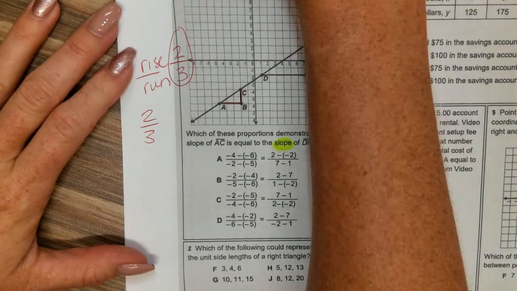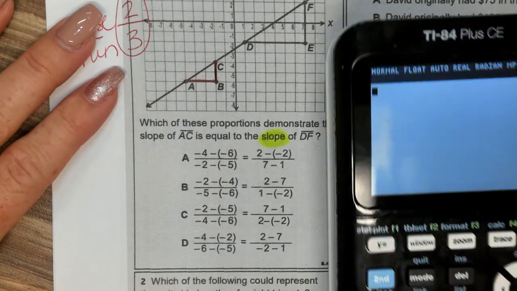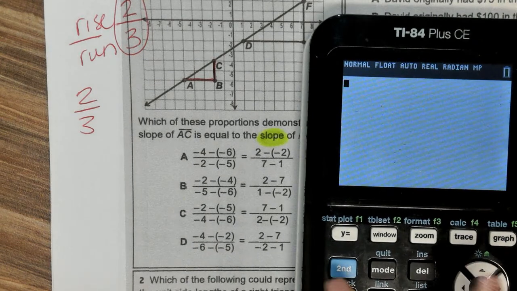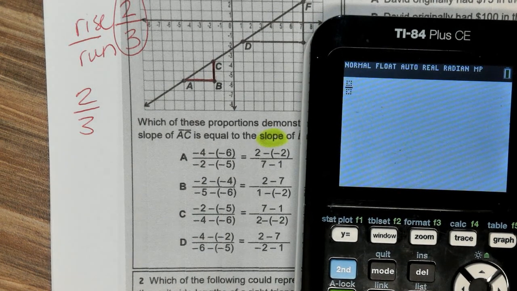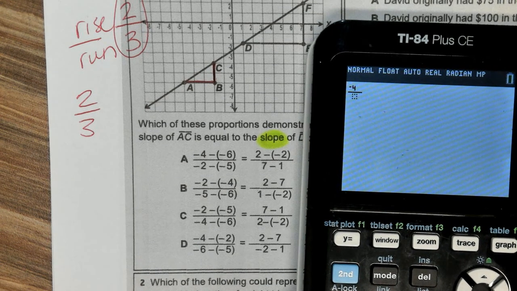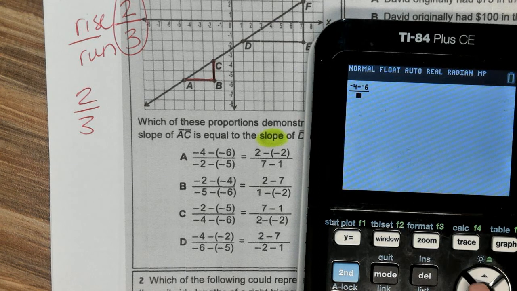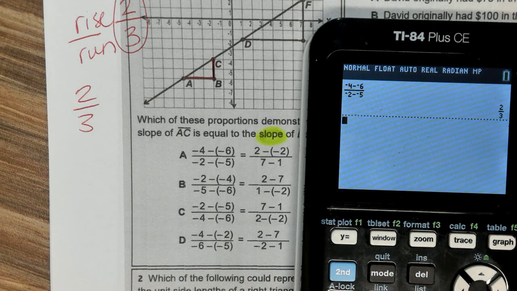So all you had to do was pick the answer choice that would give you that. So you go to A and you type in alpha y equals, and you're going to type this in. You do not have to put the parentheses if you don't want to. -4 minus -6 over -2 minus -5. Did that give me 2/3?